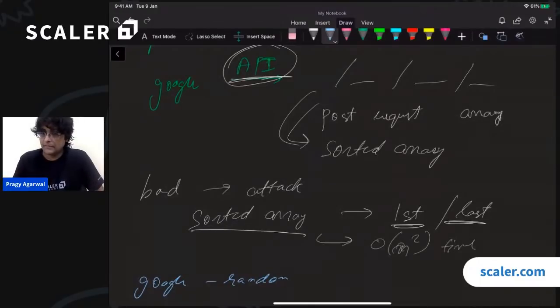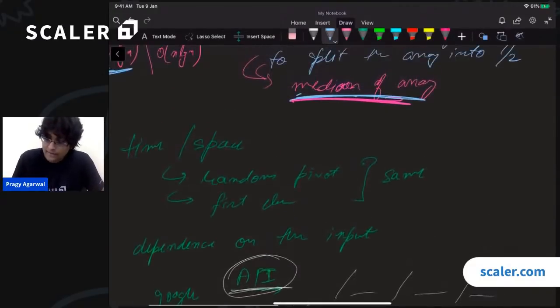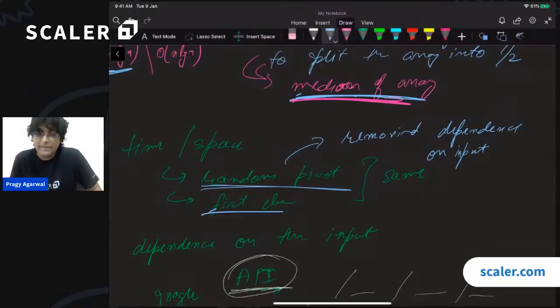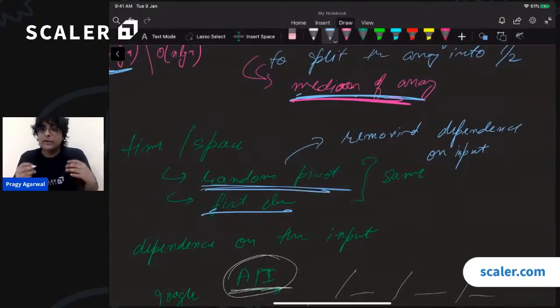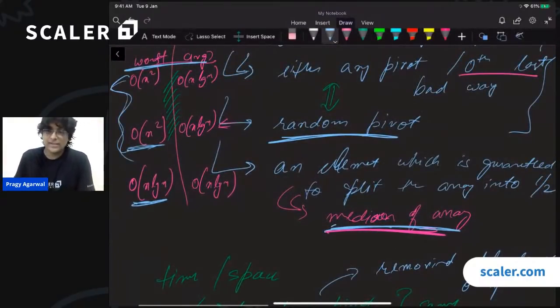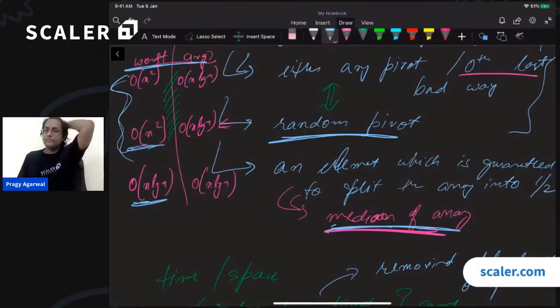Does that make sense? So by randomizing the pivot, we are removing the dependence on input. If you choose the first element itself, then it is dependent on the input, whether the array is sorted or not sorted. With random pivot, we are no longer dependent on the input. The worst case and the average case are exactly the same. The time complexity does not change. The dependence on the input changes.